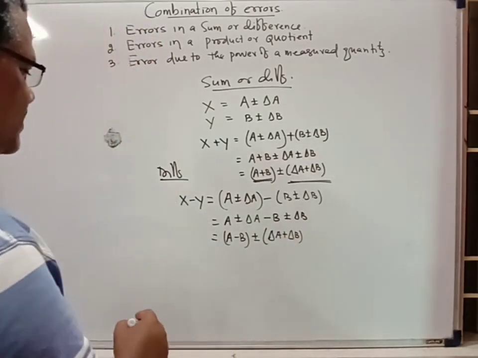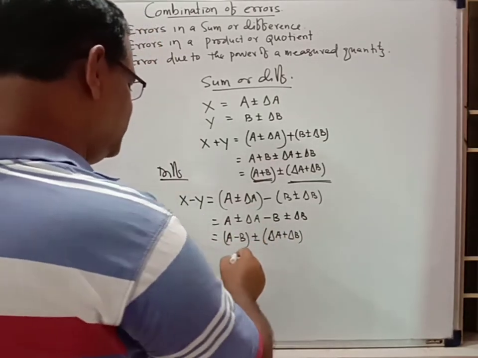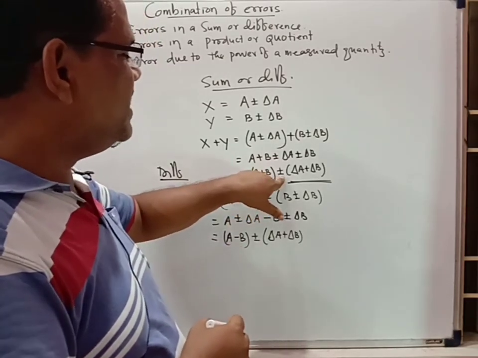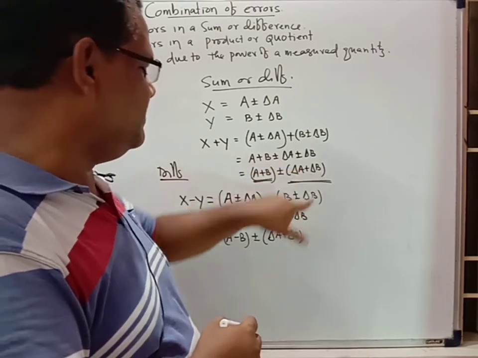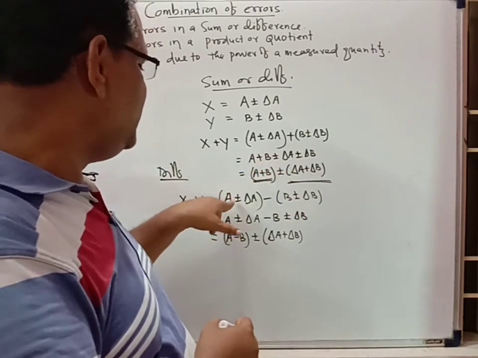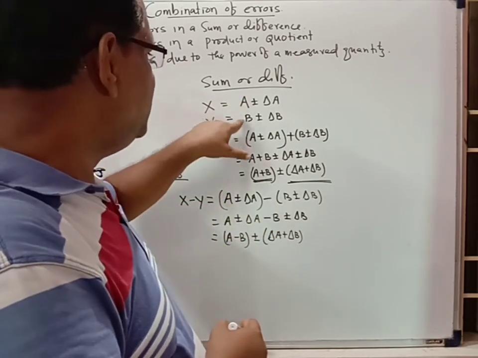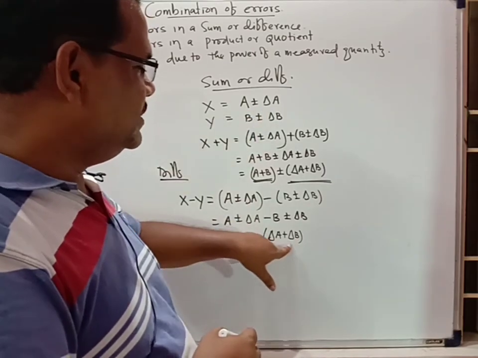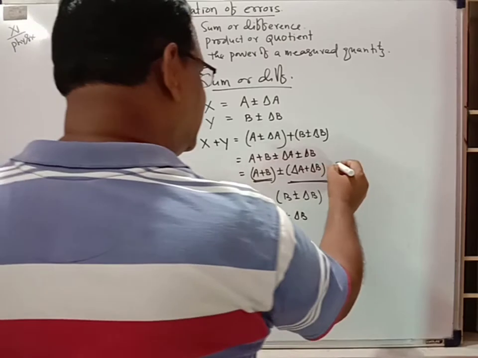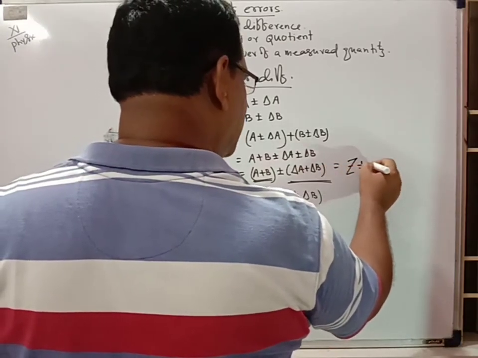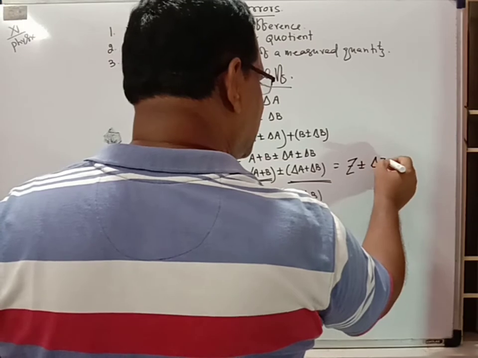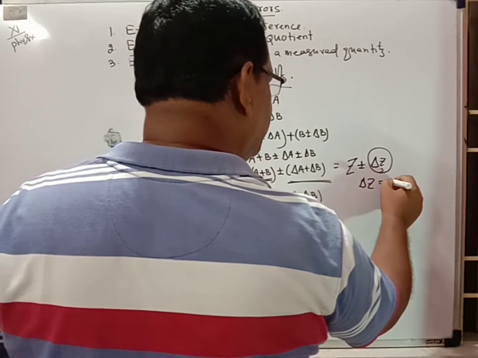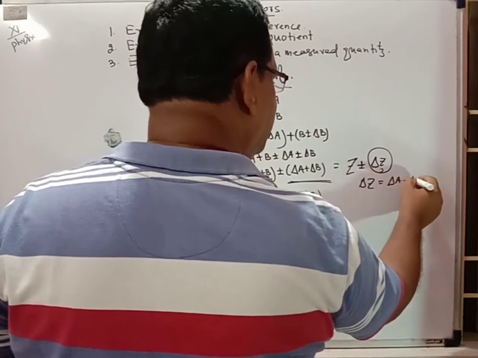The result, whatever you are finding, if you are representing that result for A plus B, the true value is added, plus or minus the absolute error, delta A plus delta B. Here, for A minus B, the true value is subtracted directly, and plus or minus the absolute error is added. So if you are representing this as Z plus or minus delta Z, the absolute error delta Z is equal to delta A plus delta B.